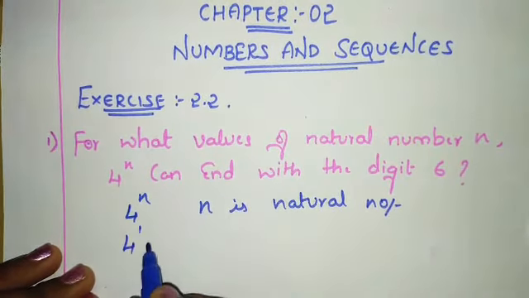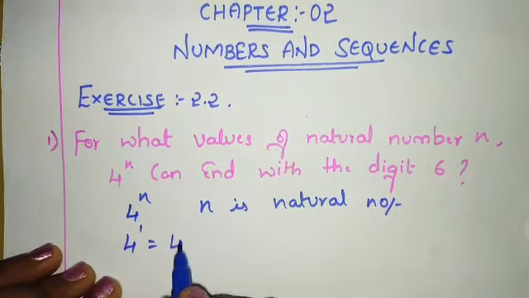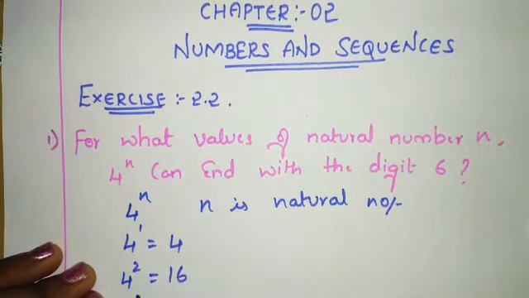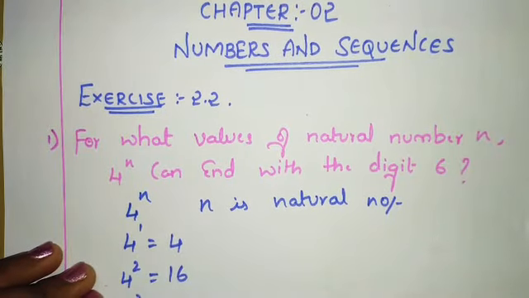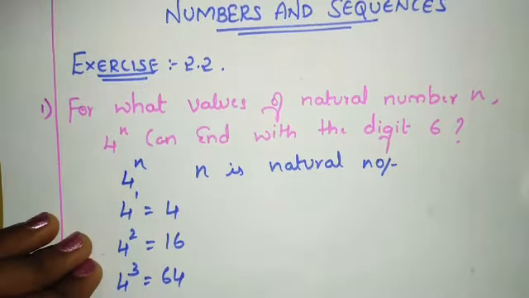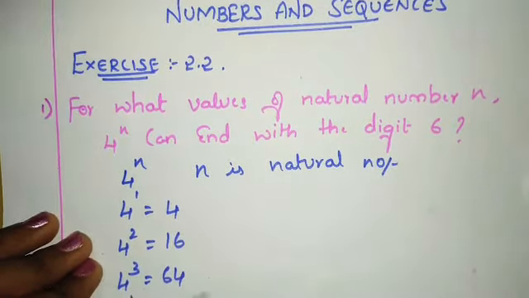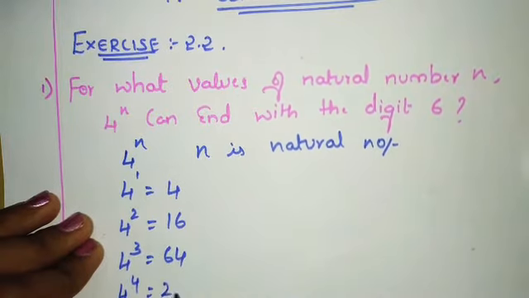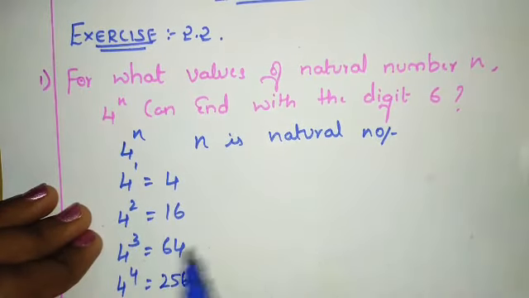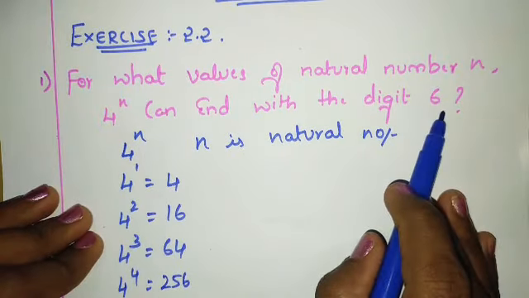Natural numbers, right? So what we'll do? We'll just find out what is 4 power 1, which is 4 only. What is 4 power 2? It is 16. What is 4 power 3? It is 64. Then what is 4 power 4? It is 256. Okay. So now you just check out which all the numbers end with 6.